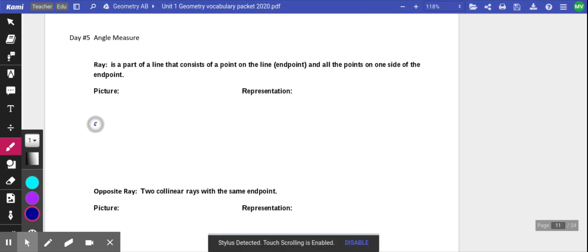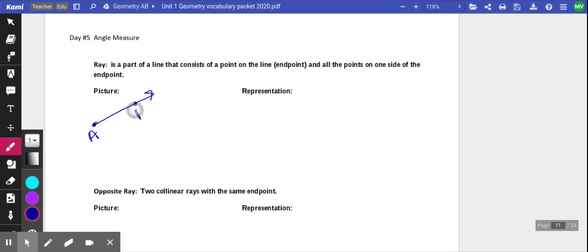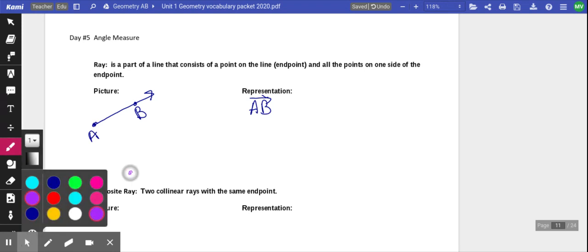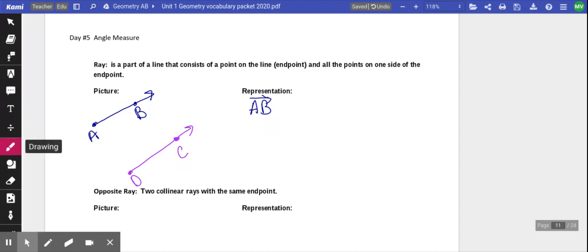Now, we can have different rays that we need to be very careful about how we name. So the ray I just drew with the endpoint of A that continues towards B would be ray AB, which I name by writing the endpoint first, followed by the following point with an arrow. Now I could also have ray DC, and that would have to be named ray DC because I always start with the endpoint when I'm naming it.